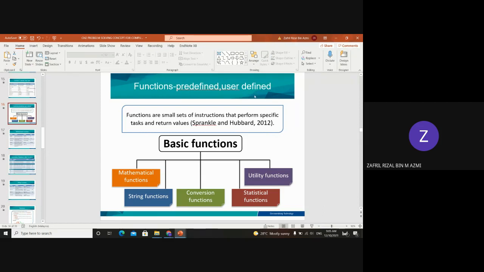So basically for the predefined function, we have mathematical function, string function, conversion function, statistical function, utility function. So we are going to look at some examples of these functions. Only some. There are tons, thousands of functions for all these operations. But we are going to look at some of them.